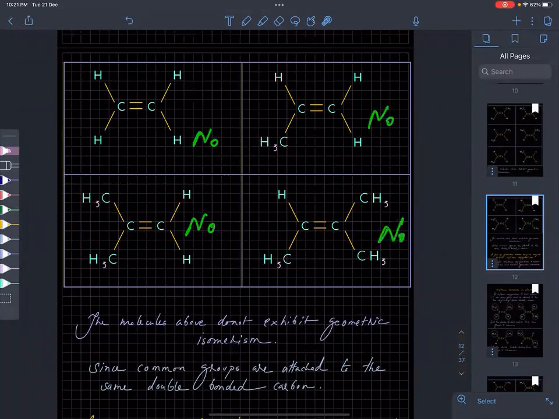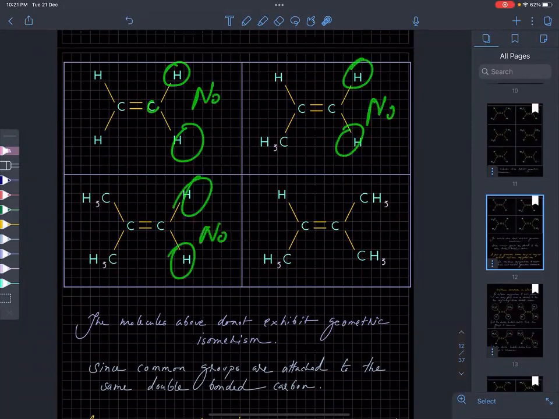Can this have a geometrical isomer? No. Why? Because you check only one thing. If any carbon has two same groups, no. Two same groups, no. Simple.